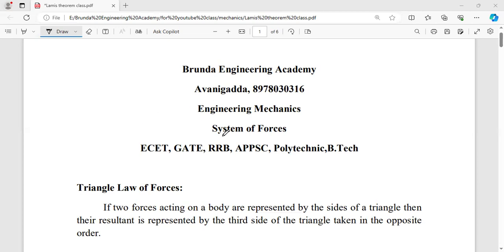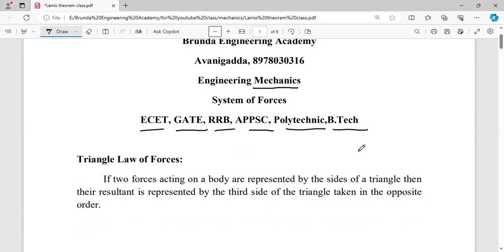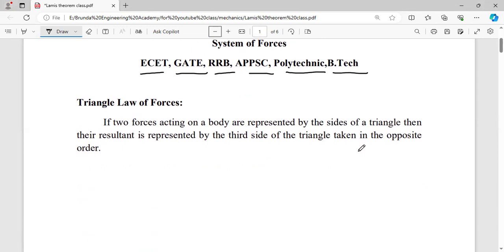In this video, we are going to discuss the system of forces in engineering mechanics. This concept can be helpful for ECET, GATE, RRB, APPSC, Polytechnic, and as per the BTech syllabus also we have discussed. Complete information will be there.